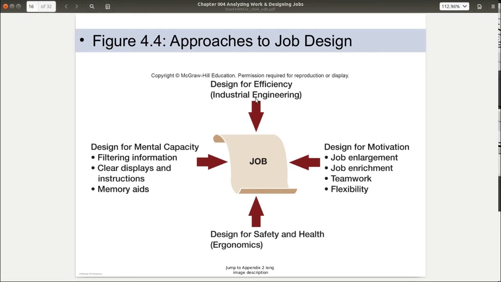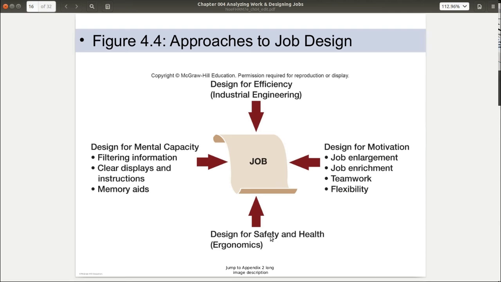When you start thinking about designing for efficiency, that's going along the lines of you have somebody who's on a production line, and you're trying to make it as efficient as possible. You'll design that job so that it can be very efficient. It's more the industrial engineering thing. You might start thinking about designing for motivation, okay? And we'll talk a little bit about enlargement, enrichment, and things like that.